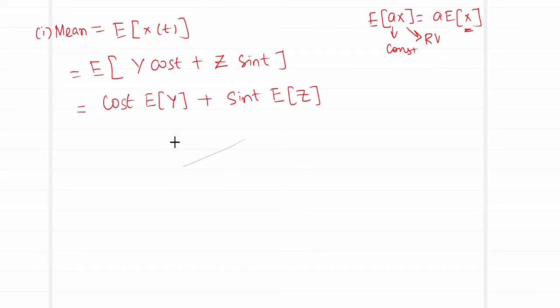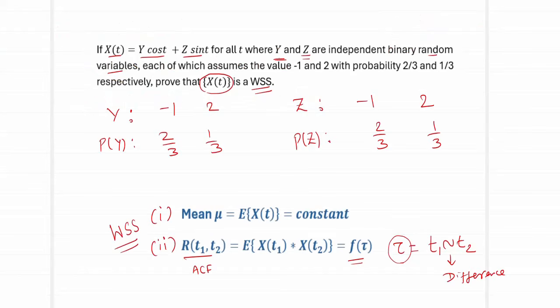So my next target is to compute the expected value of Y and the expected value of Z. How to compute it? We know that Y takes the values -1 and 2 with probability 2/3 and 1/3. We will quickly recollect that the expected value of Y for a discrete random variable, and this is discrete because it takes only a finite number of values, is the summation of y times the probability of y. So what will happen now?